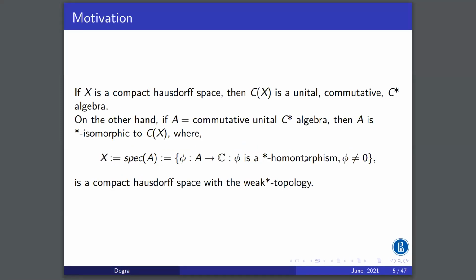Now we start off with some well-established results. If we start with a compact Hausdorff space X, then the space of all continuous functions on X is a unital commutative C-star algebra. And conversely, if we have a commutative unital C-star algebra A, then it is isomorphic to C(X), where X is defined as the spectrum of that algebra A, given by all non-zero star homomorphisms. This comes from the Gelfand construction, and that is a compact Hausdorff space with the weak-star topology.